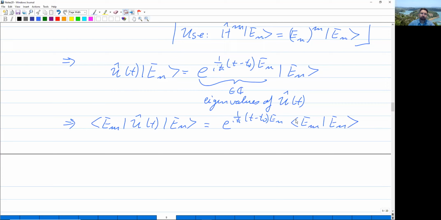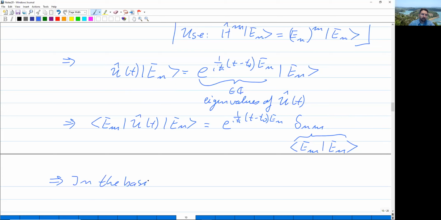Well, actually, this is easy, of course. So we can write here simply delta NM, because we know that this is what this is. So therefore, in the basis in which h hat is diagonal, also u hat of t is diagonal.